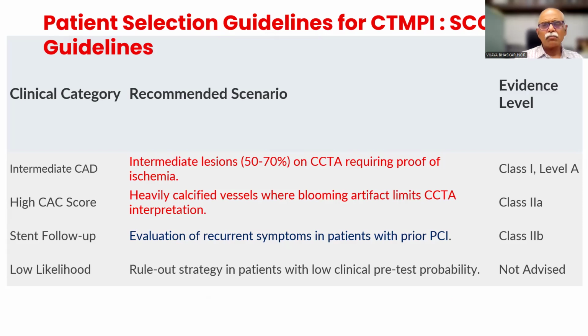These are the guidelines by the SCCT in 2021: intermediate lesions, 50-70% stenosis, requiring proof of ischemia. If you don't have FFR or if FFR is inconclusive, then do myocardial perfusion. In heavily calcified vessels, when FFR has a wrong interpretation, then do CT myocardial perfusion. For stent follow-up and bypass follow-up, you can try CT myocardial perfusion. Whereas CT myocardial perfusion is not indicated as a rule-out strategy: when there is low likelihood of ischemia, it is not indicated as a rule-out test for significant ischemia.